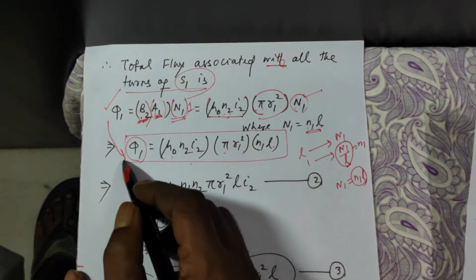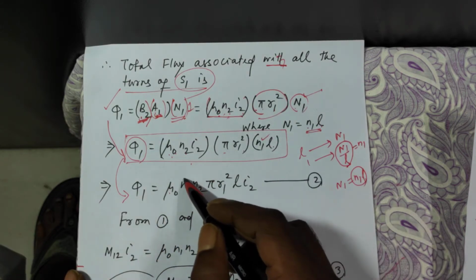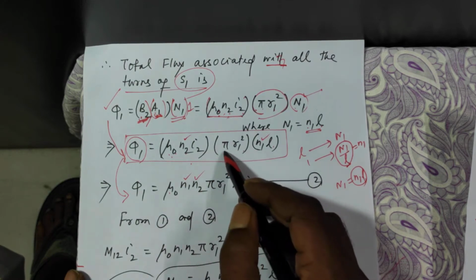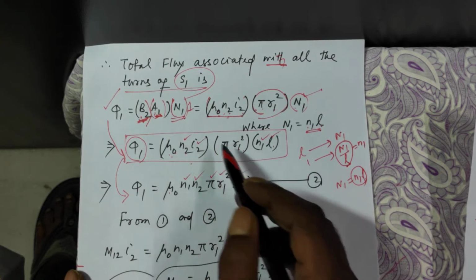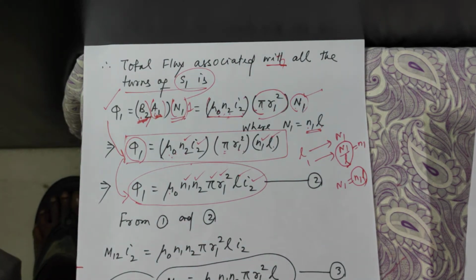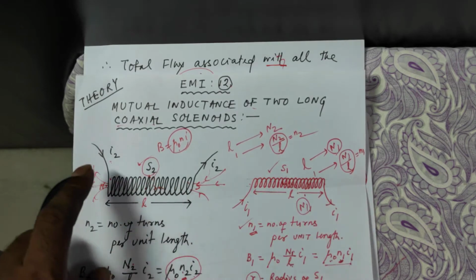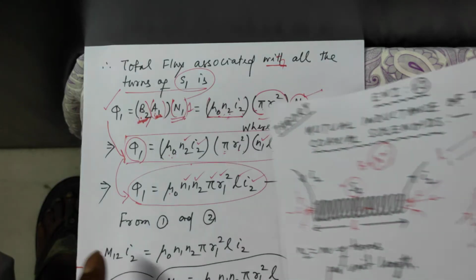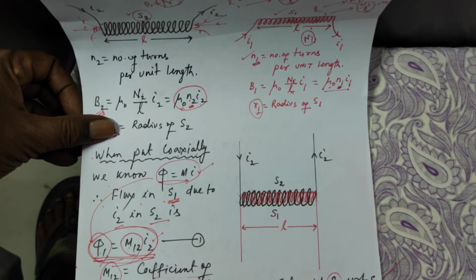Now let us rewrite it. Mu naught n1 n2 pi R1 square L, then I2. This is flux by calculating individually in each turn and finally calculating the total flux associated with S1, the solenoid S1, due to the magnetic field of S2. This is calculating this way. And this is by using the expression from EMI lesson 11.